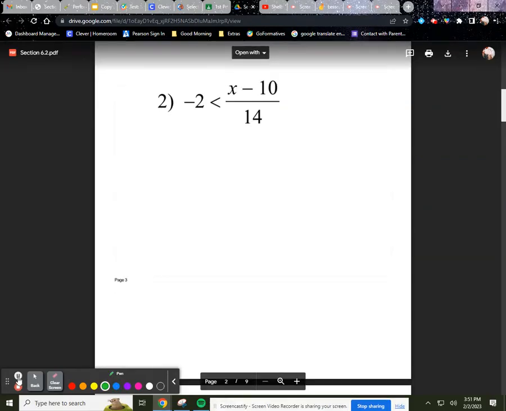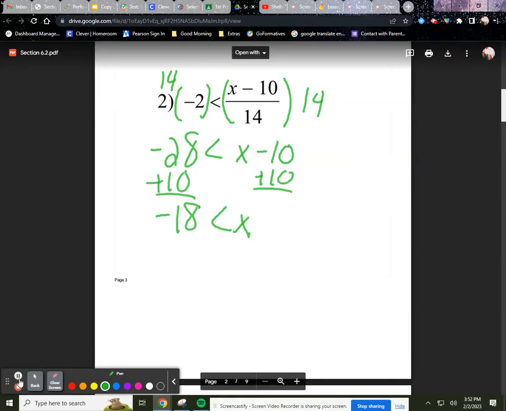Number 2, we have -2 is less than the quantity x minus 10, all divided by 14. So this is a 2-step equation. We got to get rid of this division first. So we're going to multiply by 14 on both sides. When we multiply, we're getting -28 is less than x minus 10. Now we need to get rid of that minus 10 by adding 10 on both sides. We're going to get -18 is less than x.